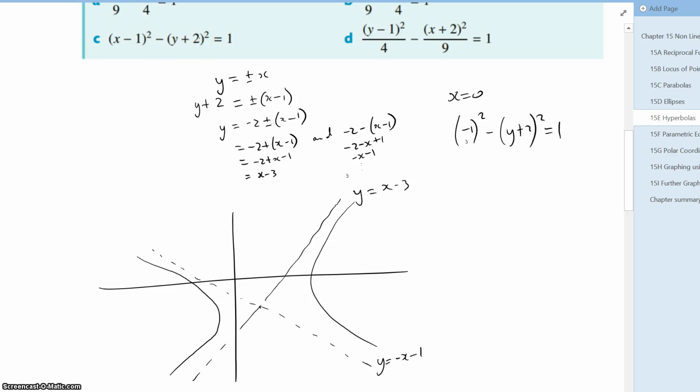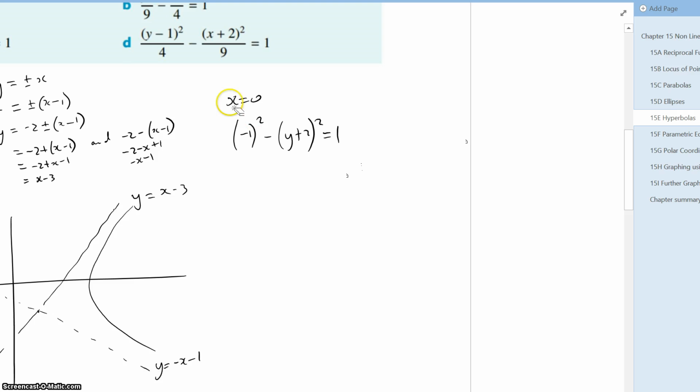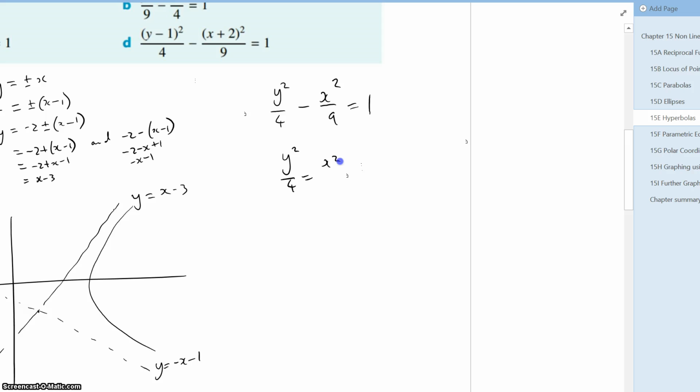Okay, so I'll quickly have a look at D as well. This one will be fairly similar. In fact, it's just that this one has been dilated as well because of the 4 and the 9. So I'm just going to ignore the -1 and the +2 for now. I'm going to get y squared over 4 minus x squared over 9 equals 1, and I'm going to do it based on this one and then move it later on. So it's very similar to the ones we've done before. y squared over 4 equals x squared over 9 plus 1, so y squared equals 4x squared over 9 plus 1.